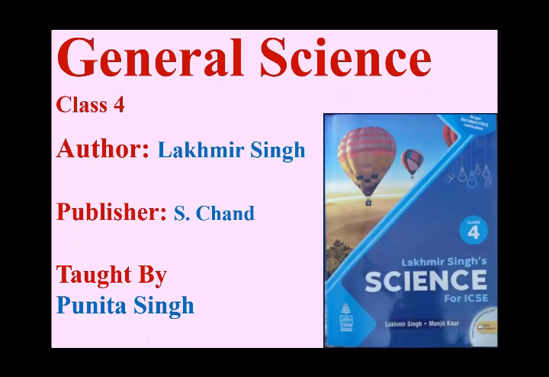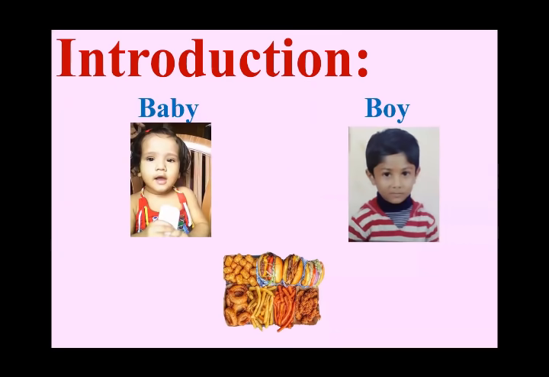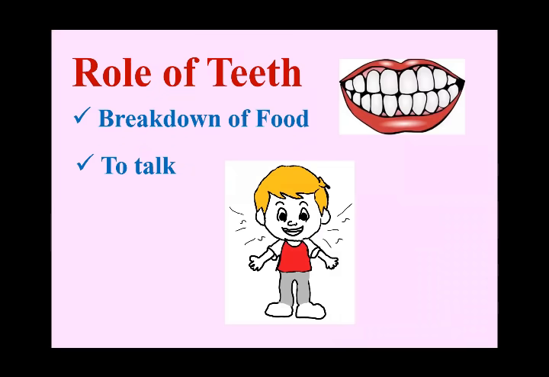The chapter which we started in the last lecture was human body, the teeth. A small recap of the last lecture. The first topic was the role of teeth. The important function of teeth is breakdown of food into simpler substances so that it can be swallowed easily and digested properly. The next function of teeth is to talk properly. Teeth help in talking properly and giving facial expressions.